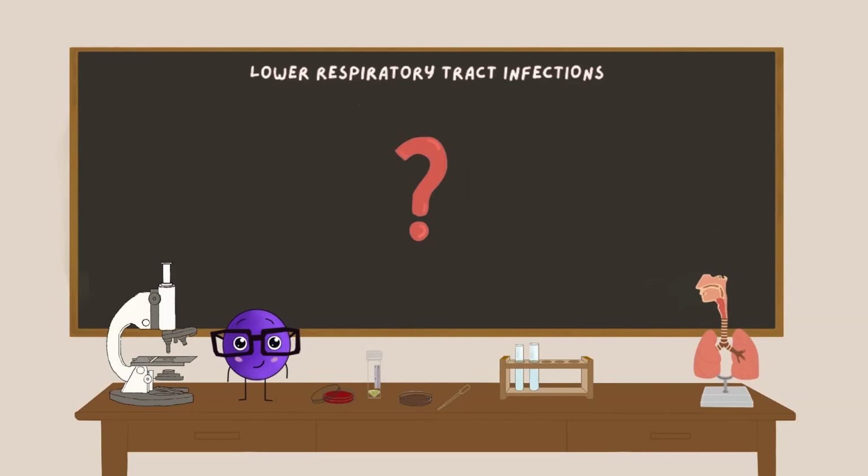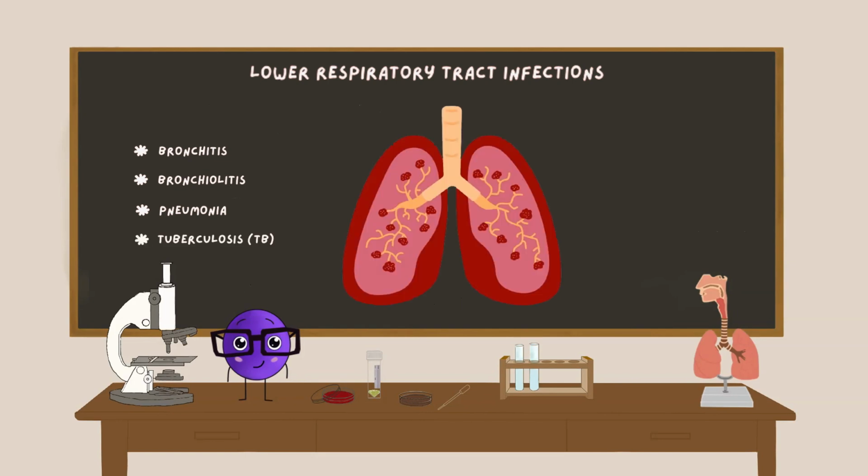So, what exactly are lower respiratory tract infections? LRTIs are infections that occur in the parts of the respiratory system we've just discussed. The most common types of lower respiratory tract infections include bronchitis, bronchiolitis, and pneumonia. Other lower respiratory tract infections include tuberculosis, primarily affecting the lungs. To help remember this, I connect the infections with the specific locations in the respiratory tract. Bronchitis, for instance, affects the bronchi.